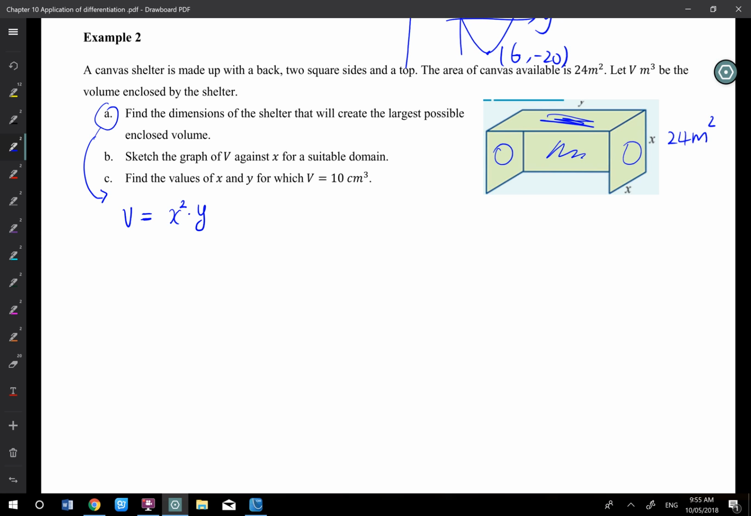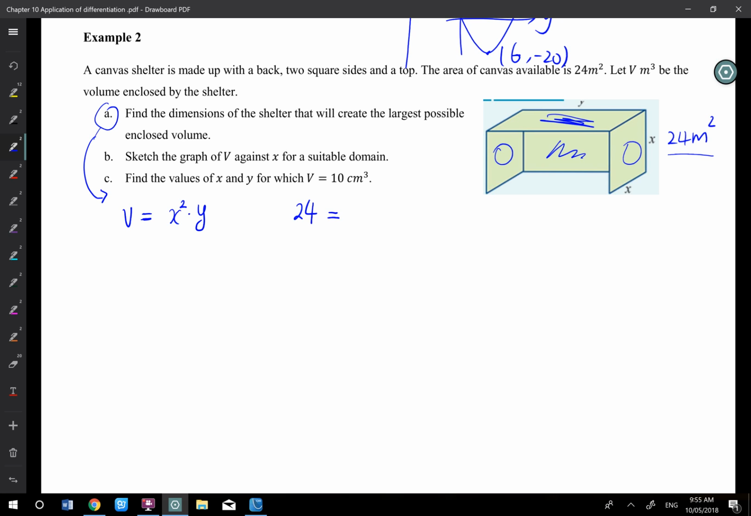But I can't have y in the equation. So how can I make y in terms of x? What should I do? How can I set up an equation between x and y using the total area? What should equal 24? Have a think about that.